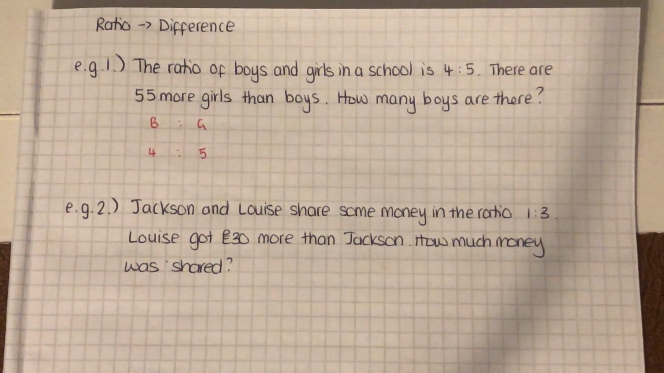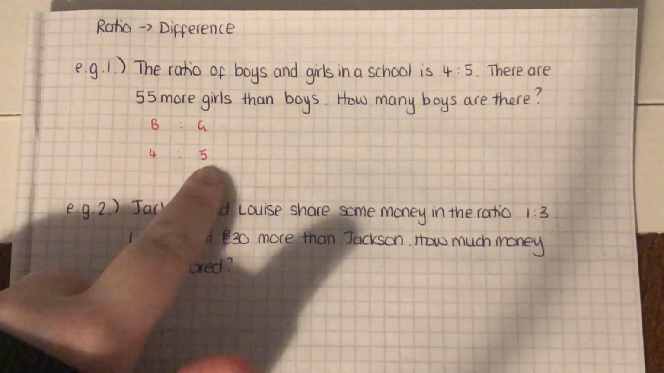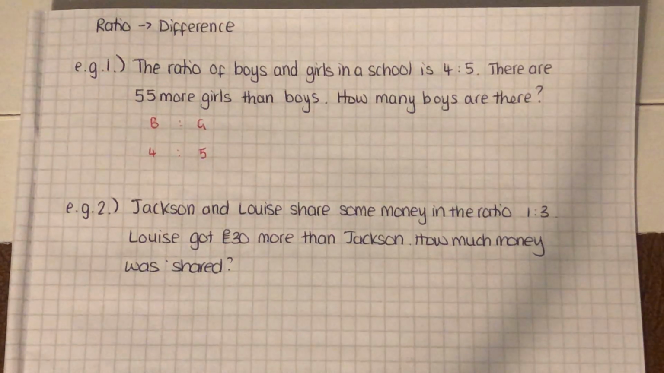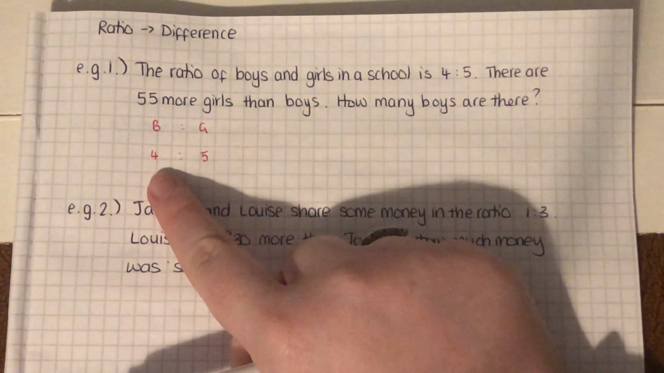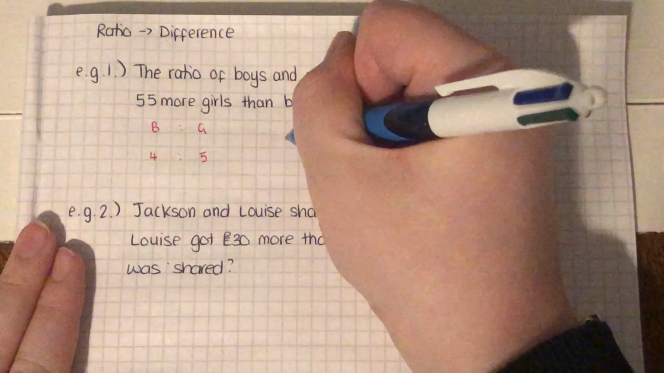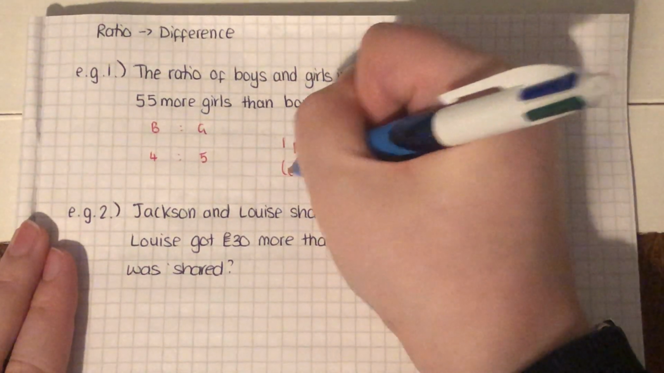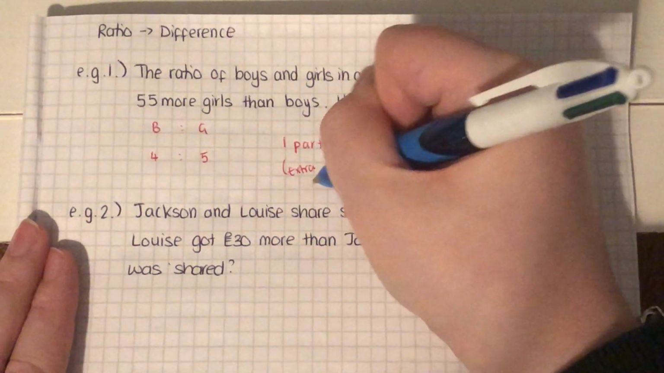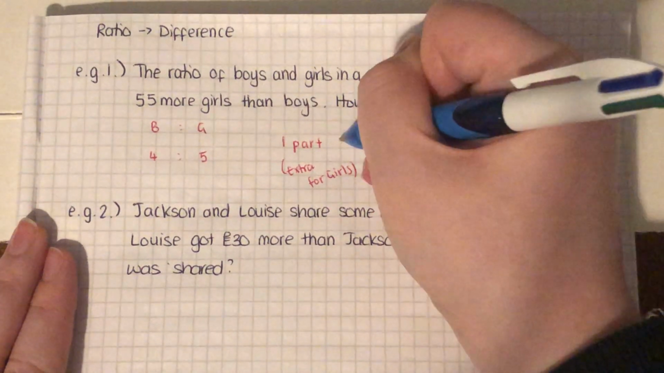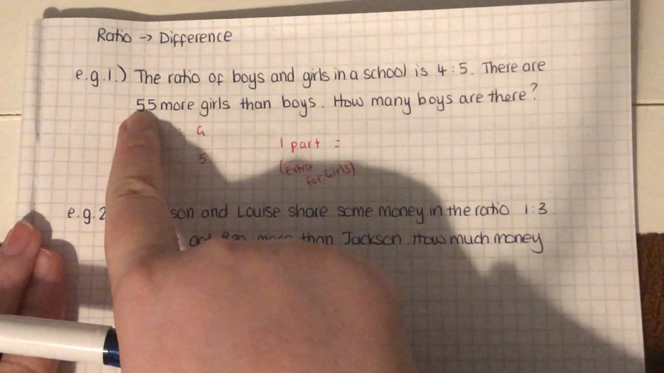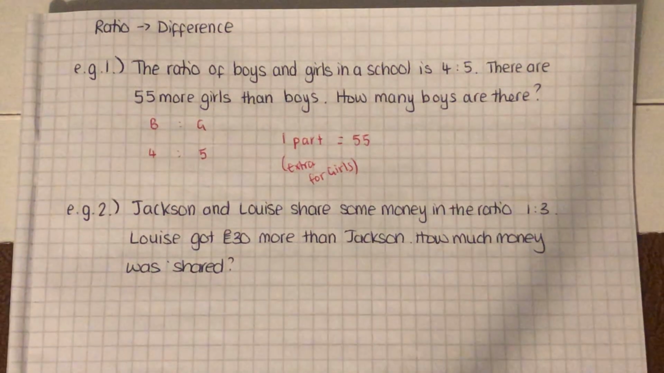So we're told that there are 55 more girls than boys. Okay, so we look at the difference between the ratios. Okay, so the girls have one more than the boys, okay, because 5 take away 4 gives you 1. So we call that one part. Okay, so this is one part extra the girls have, extra for girls. Now we're told that that is 55, so we're just going to write equals 55.